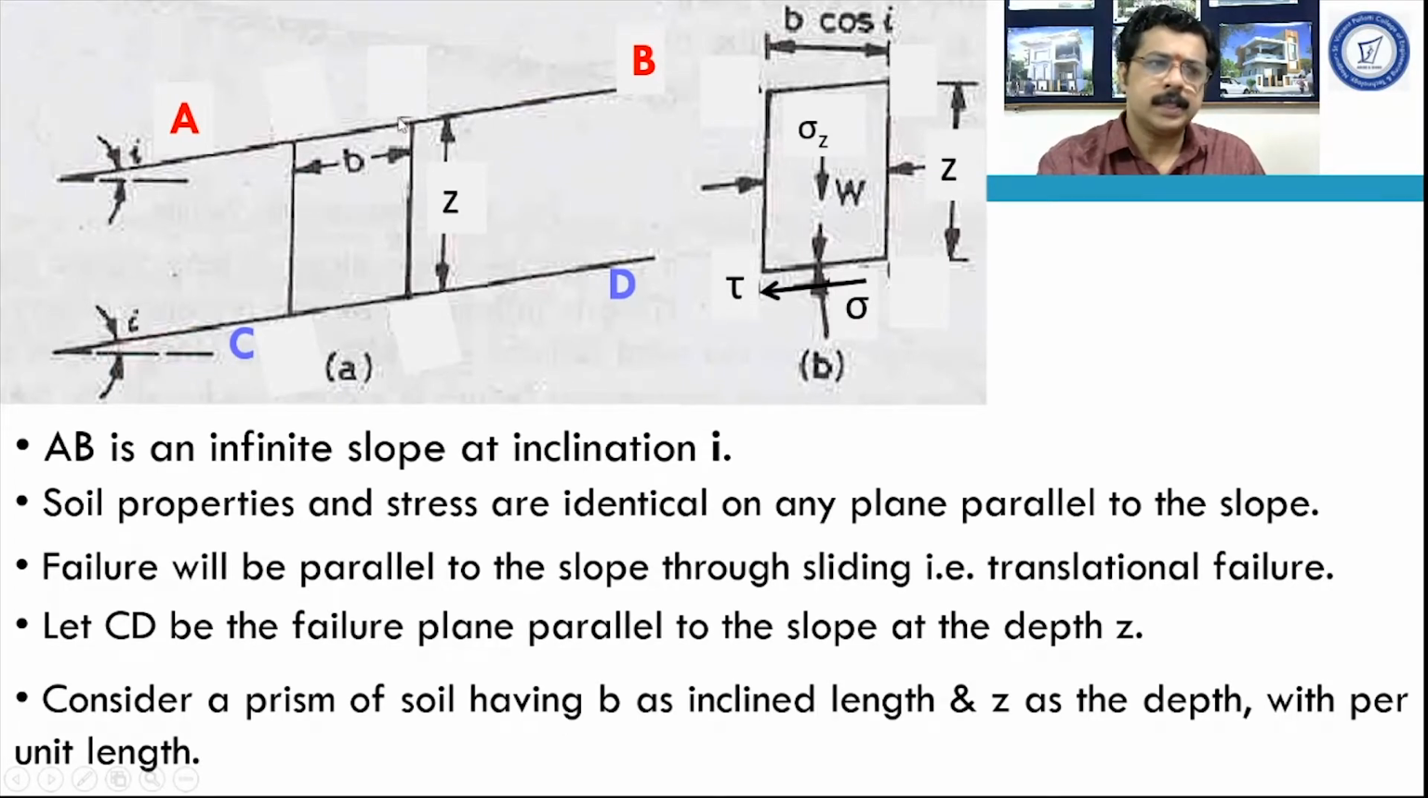Now consider a small soil element lying in this portion of slope. Okay, now here b would be the inclined length of the soil element, Z would be the depth of the soil element, and there will be unit thickness. Thickness of this soil element would be perpendicular to the screen. So that thickness is considered unit thickness.